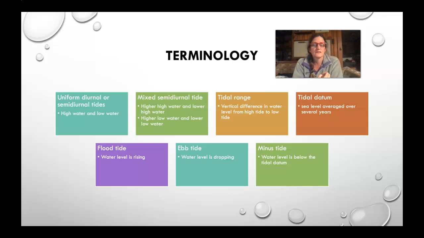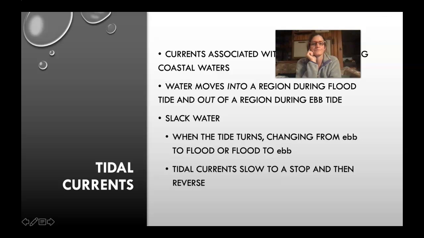Okay, the flood tide is, if you say, ooh, the tide is rising, that tide coming in is the flood tide, and then as the tide's going out, that is the ebb tide, so flood and ebb tide. And the minus tide would be a time when the water level gets below the tidal datum. So tidal datum is supposed to be set as like sea level, but if the tide goes below that, that's called the minus tide.